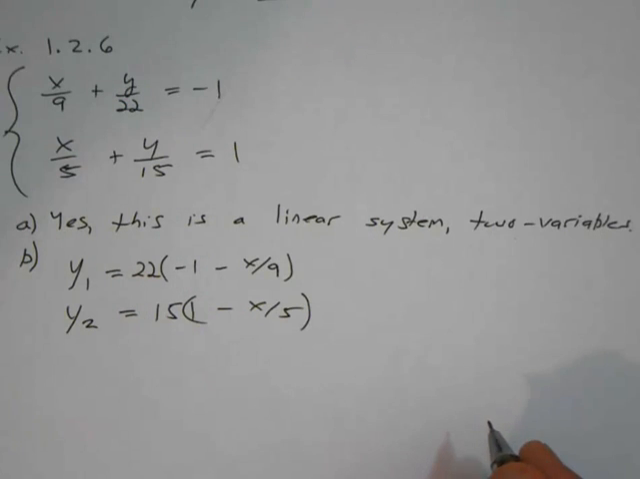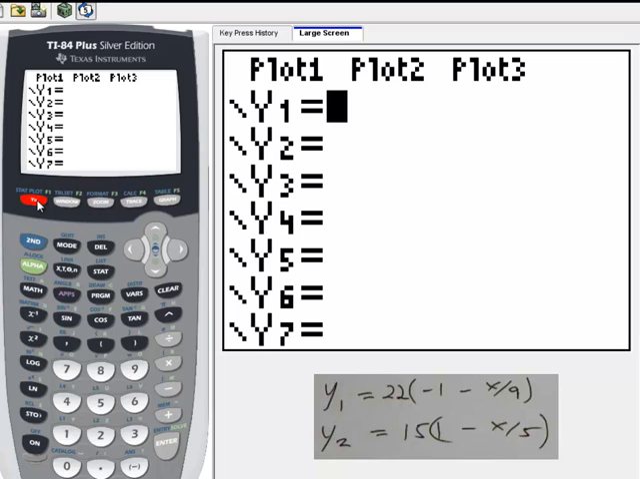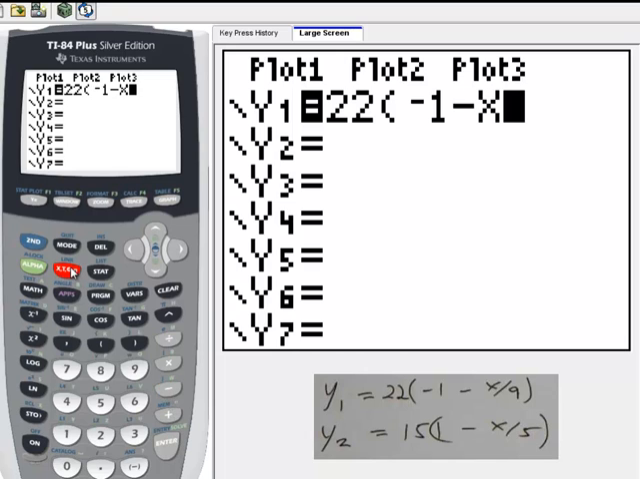Okay, time to go to the calculator. At the calculator, we can go to the y equals edit screen, and in y1, we can put our 22, parenthesis, -1 minus x divided by 9, parenthesis.